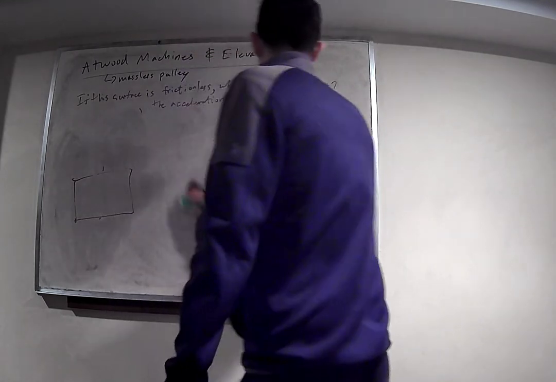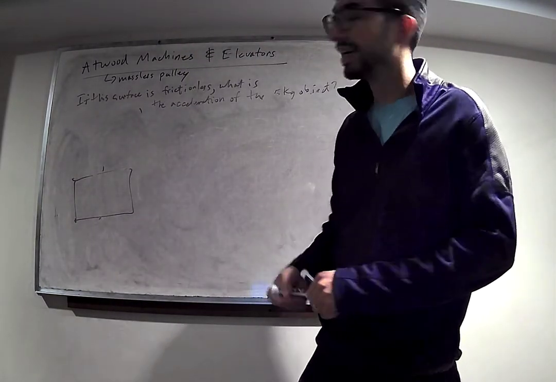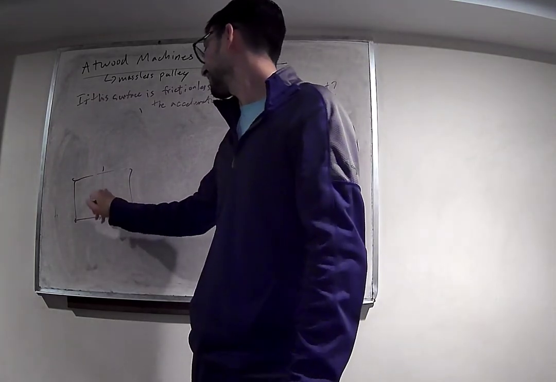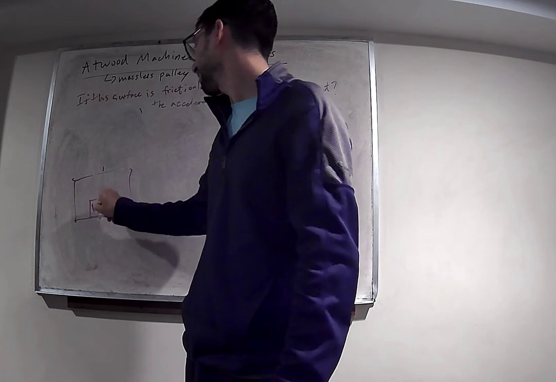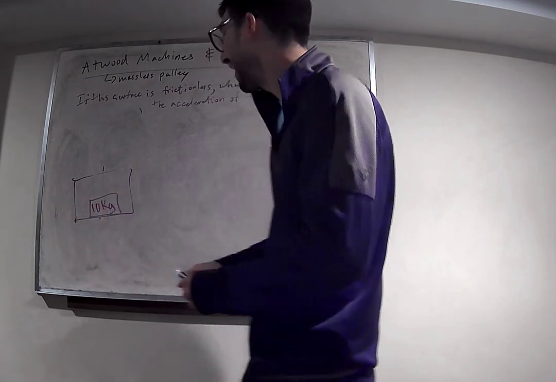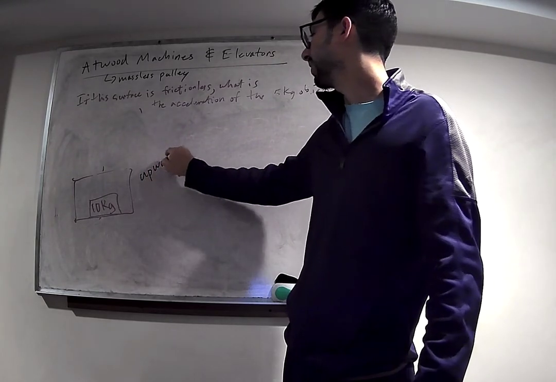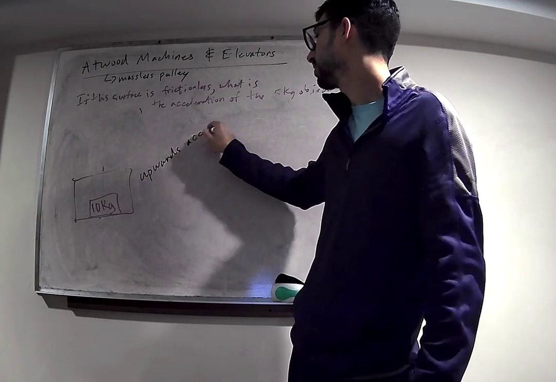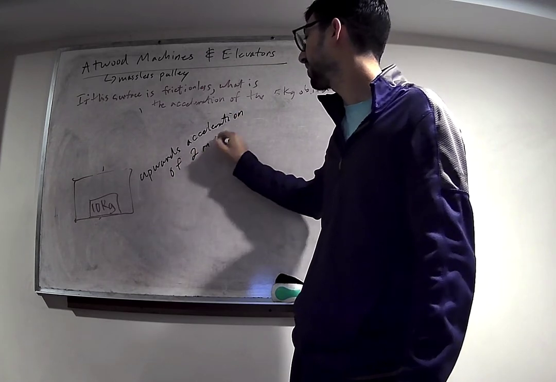Let's say, for example, we have a 10 kilogram object in an elevator, and the elevator has an upwards acceleration of 2 meters per second squared.